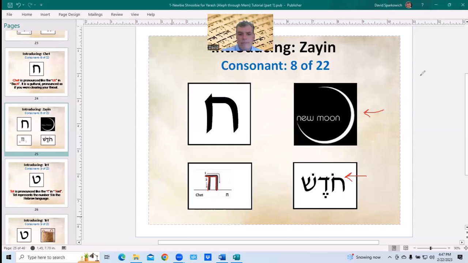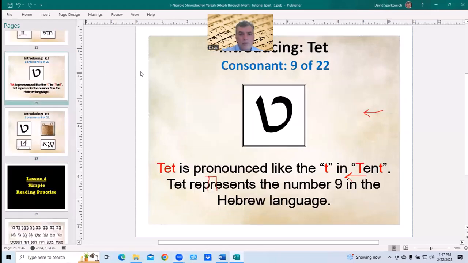Okay, let's move on to our last letter of the lesson today, which should be the letter Tet. So Tet rhymes with the previous letter we just learned, Chet. So we have Chet and Tet. Tet is the 9th letter of the Hebrew alphabet. Tet is pronounced like the T as in tent. Tet represents the number 9 in the Hebrew language.